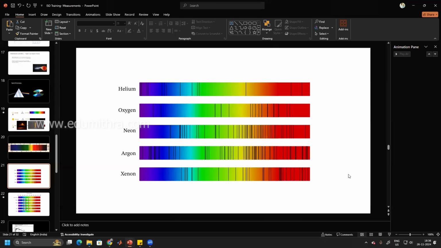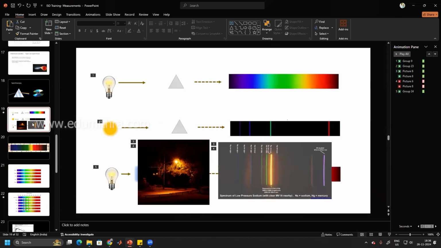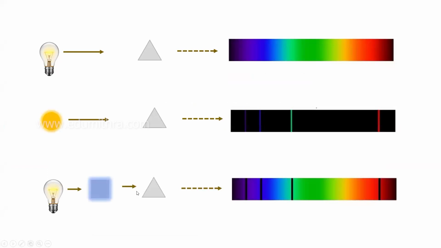But sir, dispersion of light generally happens with a prism, so how can gases do dispersion of light? Elements are not doing the dispersion. Here, the dispersion is again done by the prism. The light is coming from here, and some light will be absorbed by the gas.